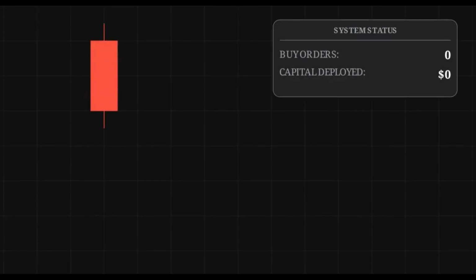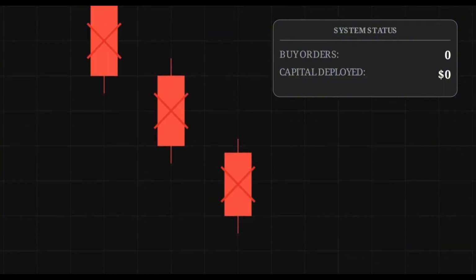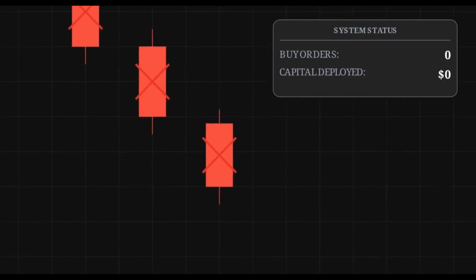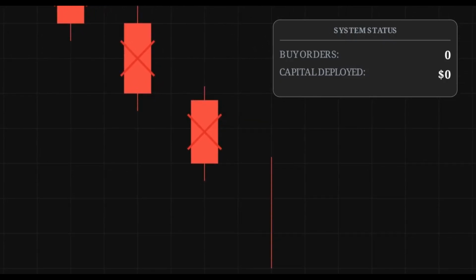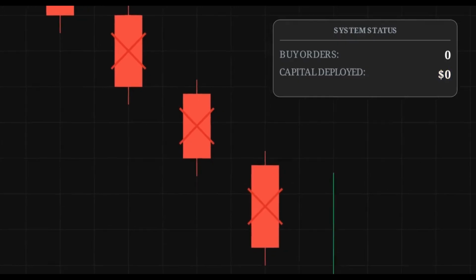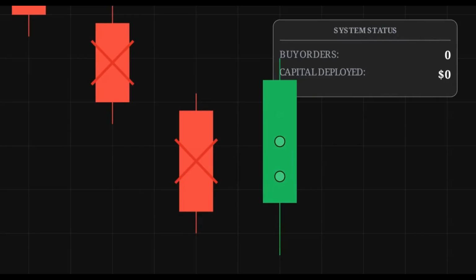This chart demonstrates the defensive posture. When a bearish red candlestick forms, the system executes a full pause on all buying activity. During this pause, the strategy strictly tracks the price downward across the bearish formation. 0 additional capital is deployed. When a new bullish green candlestick is confirmed, the system executes the next block of buy orders.